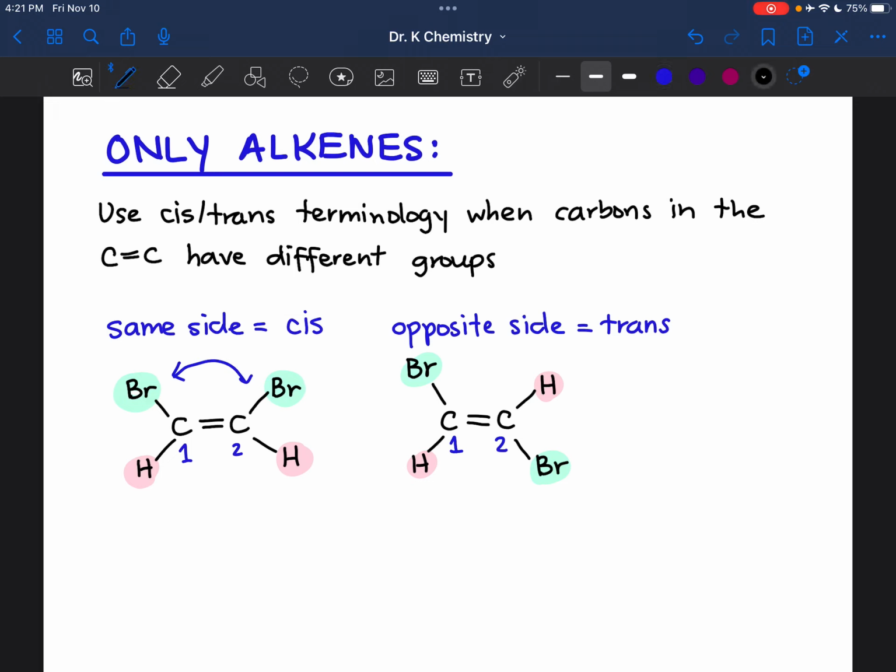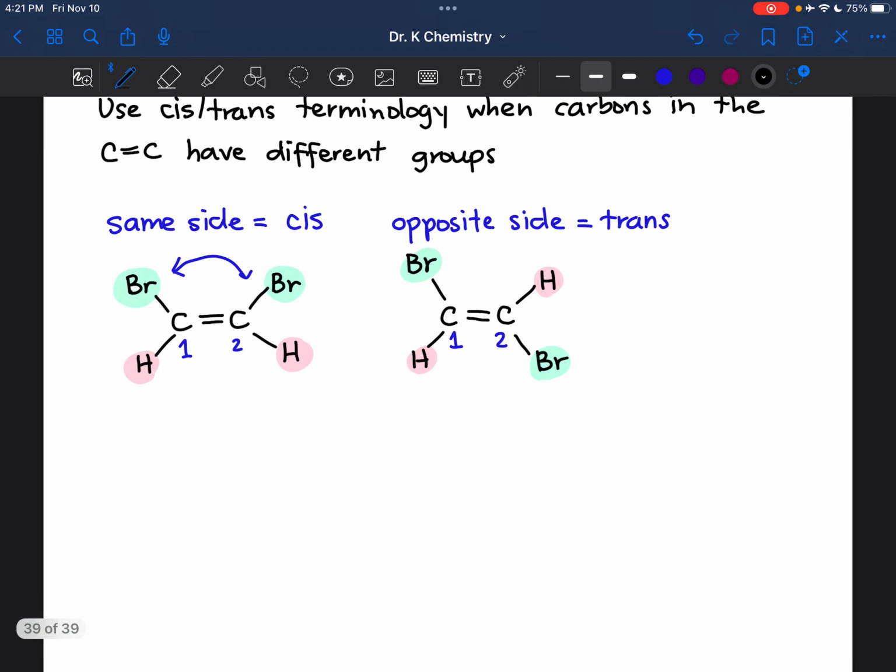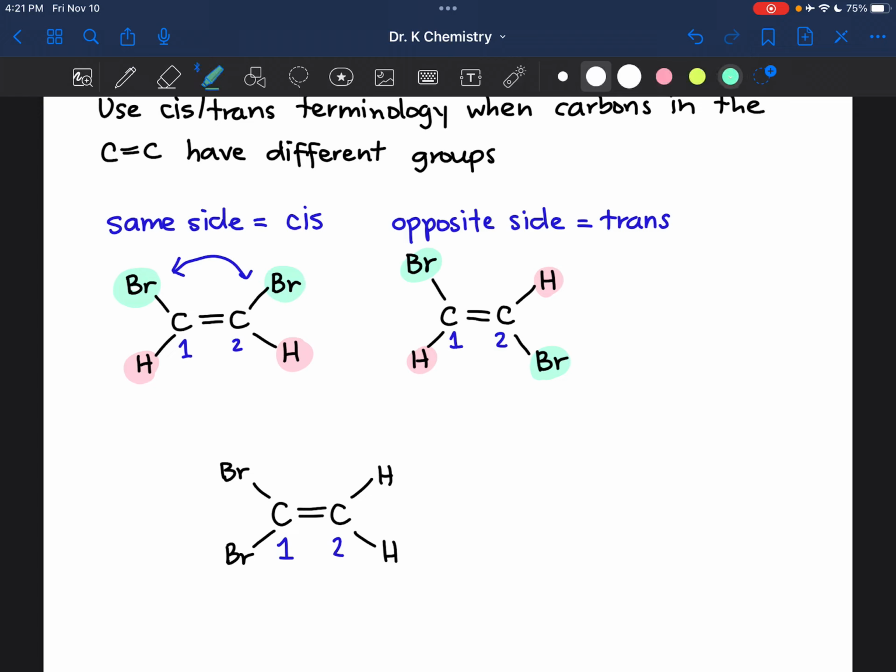Notice this terminology only applies when the carbons in the double bond have 2 different groups. So I'll show you an example when we would not use that terminology. So what if I drew something like this? So here's my carbon 1, here's my carbon 2. Well, in this case, carbon 1 has the same groups. It has 2 bromines. And carbon 2 has 2 hydrogens. These are the same group. So in that case, we would not use cis-trans terminology because it doesn't really make sense.